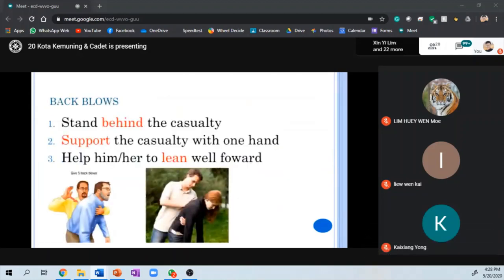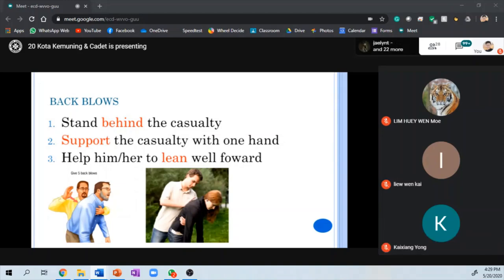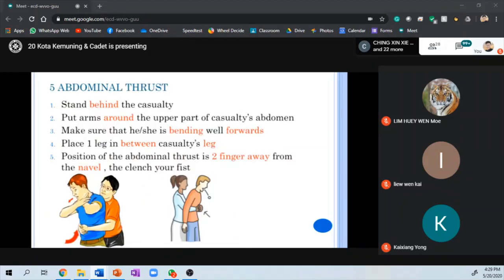Okay, this is the back blows. Okay, and then you need to look at the second picture. This is how your hands support the casualty. Okay, if the casualty stands too straight and it makes you unable to do the back blow, you can ask the casualty, sir or madam, can you bend down a bit? Something like that. Okay, now it's abdominal thrust.